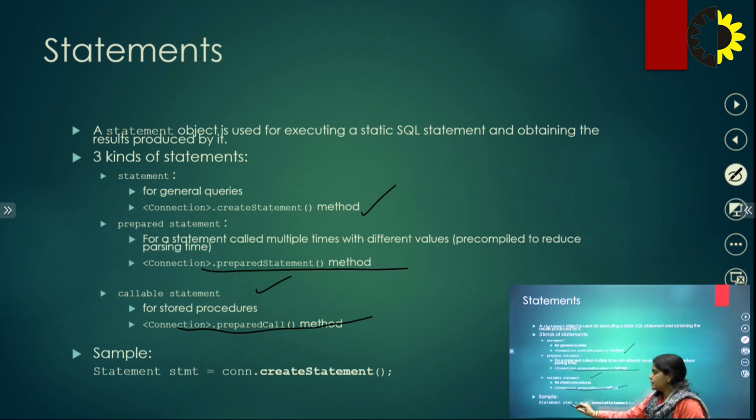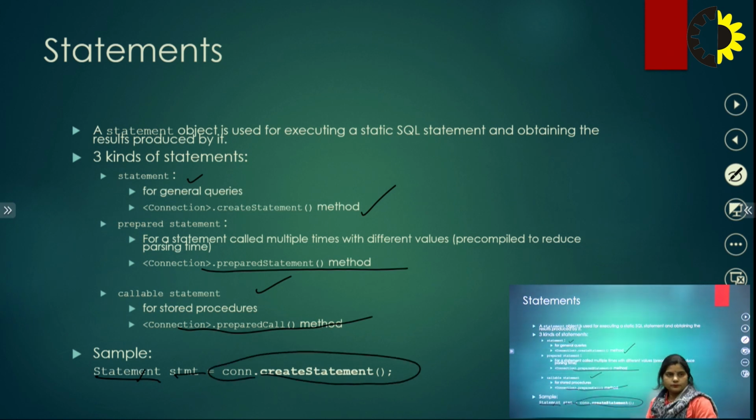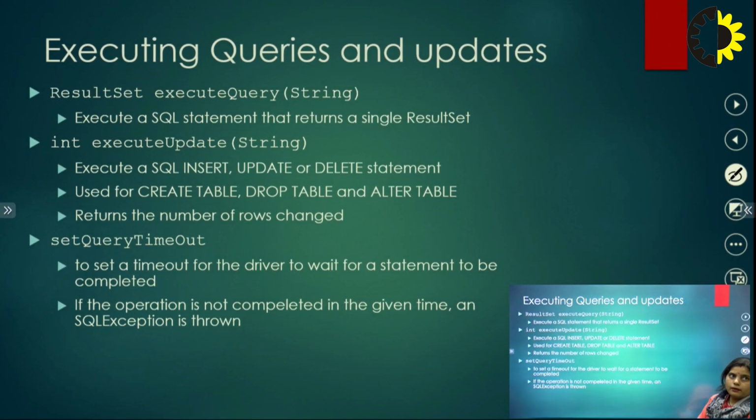The sample is simple when you are using the simple kind of statement object. Statement is the class, stmt is the object, connection dot createStatement. For executing queries and updates, we use ResultSet executeQuery, which executes an SQL statement and returns a single result set, and int executeUpdate, which executes an SQL insert, update or delete statement. It is also used for create table, drop table and alter table, and it can return the number of rows changed.